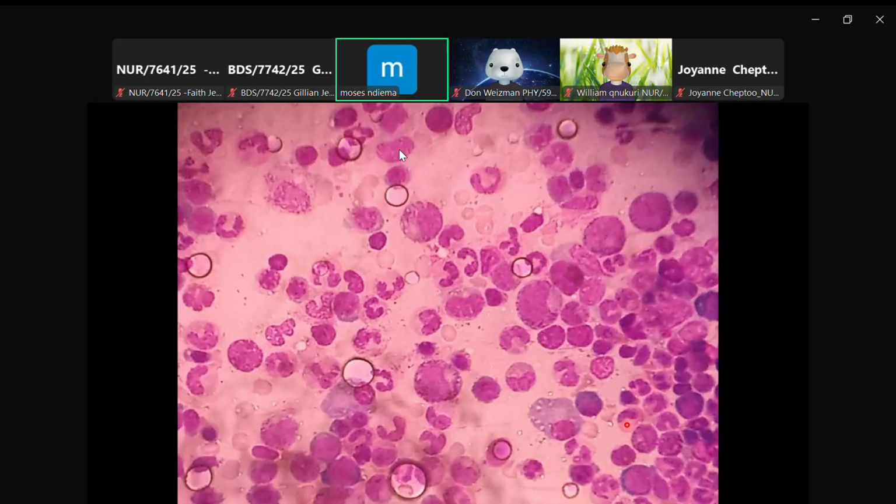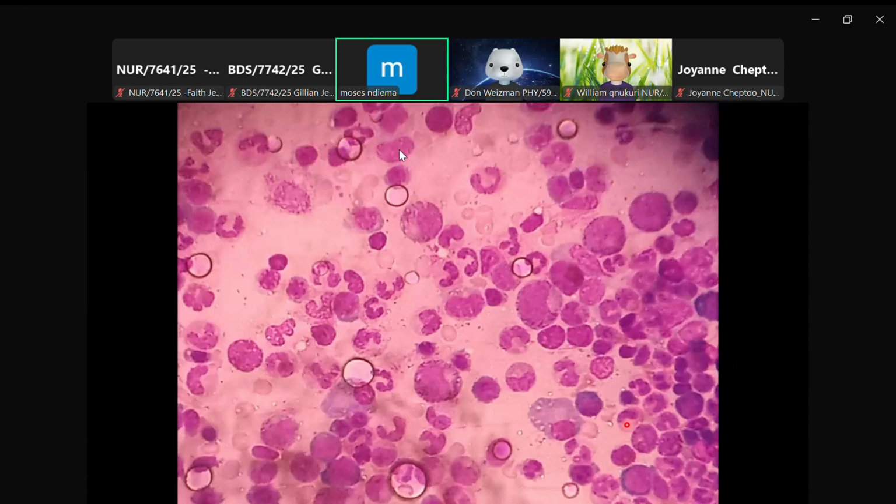Thrombocytes are platelets. Platelets do not leave the bone marrow. Platelets are very large cells in the bone marrow. They do not leave the bone marrow. They have a lot of processes.